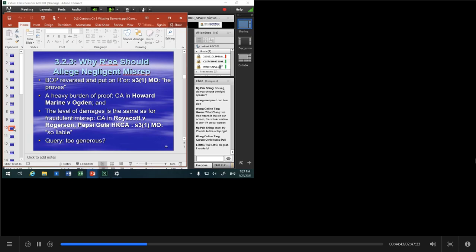And so the big query here, of course, is, has the law become too generous to somebody claiming negligent misrep? And everybody thinks so, yes, because you're treating somebody who is merely negligent as if they are fraudulent. And I think you'll all agree with me, everybody, that's a bit unfair, because we are all negligent, we all make mistakes.